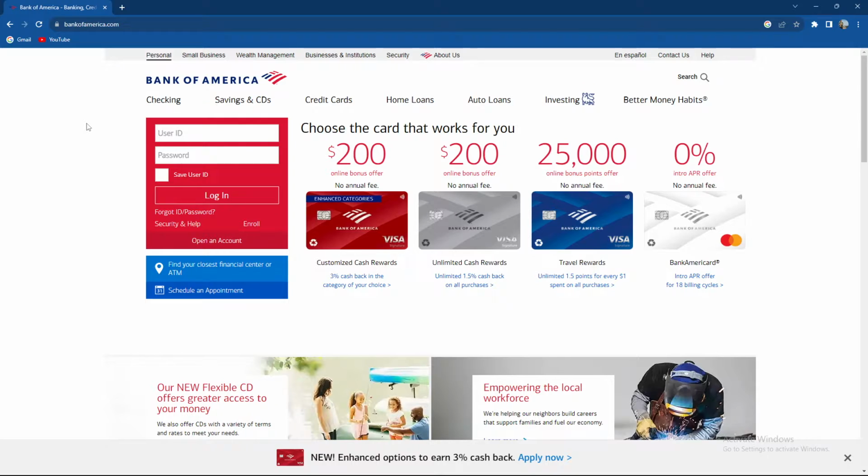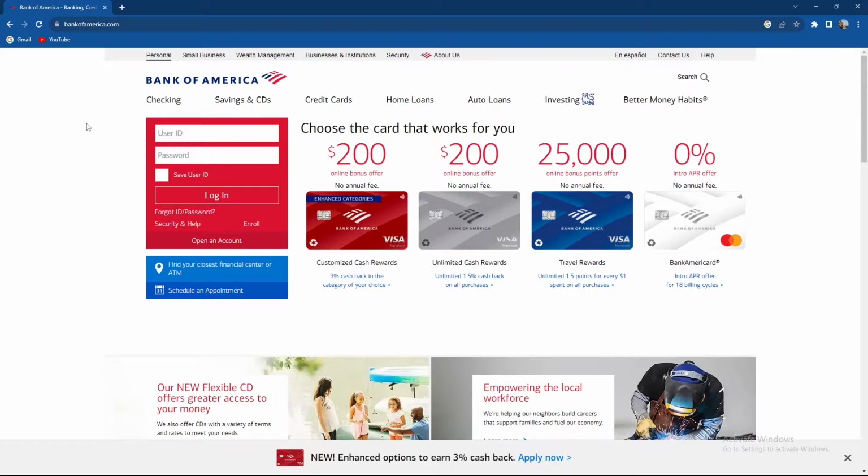So unfortunately, for security reasons, your PIN for your Bank of America debit card is not typically viewable online or retrievable through the bank's website. However, you have a few options to obtain or reset your PIN.